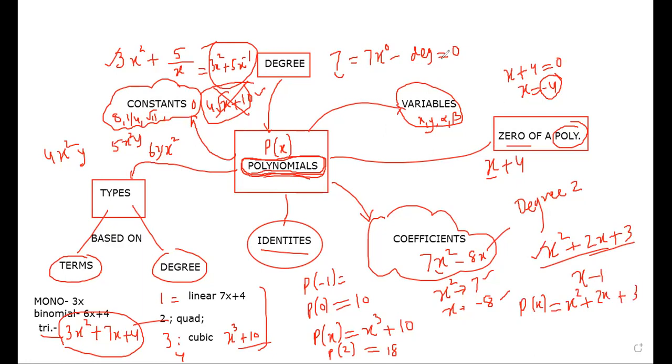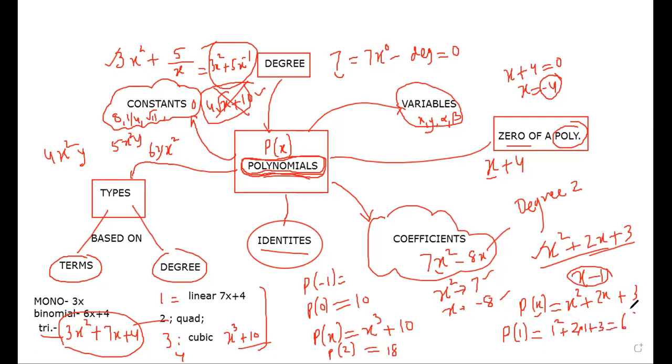Now you write the divisor. What is the divisor? g of x is x minus 1. Find the zero of the divisor: x equals 1. That value we have to put in place of x. So p of 1 will be how much? 1 square plus 2 into 1 plus 3, which becomes 6.